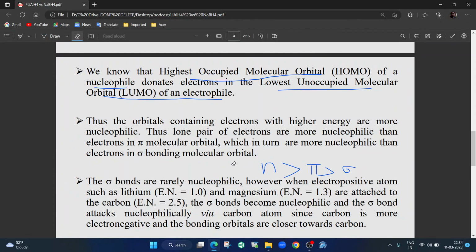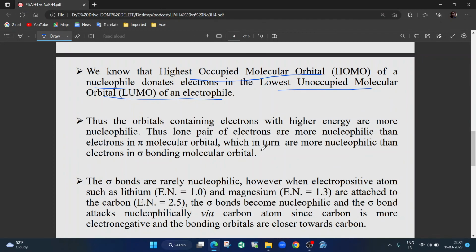Sometimes when they have negative charge, they are much more nucleophilic, because with negative charge they are unstable, very high energy. But a pi bond is more stable because it's a bond. So when it is more stable, it has lower energy. And then last is the sigma bond, because again the bond is very well established between two atoms, so they are least nucleophilic.